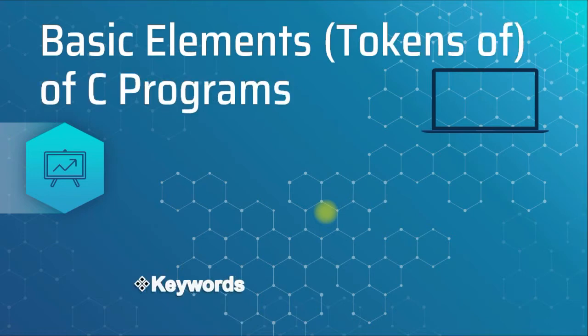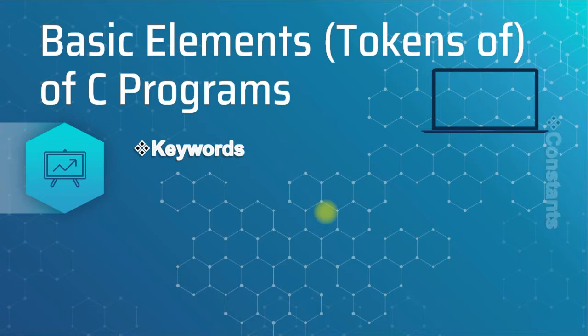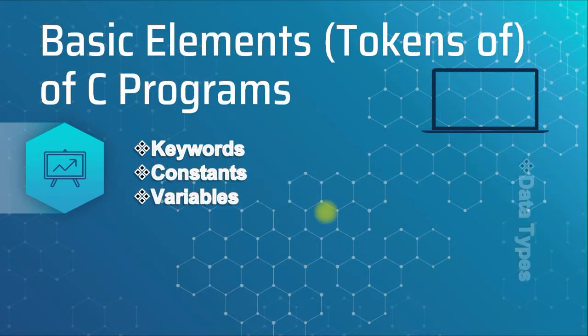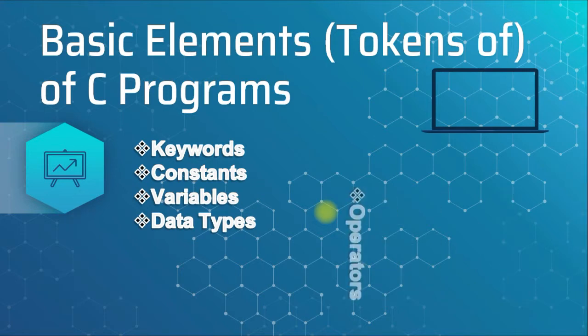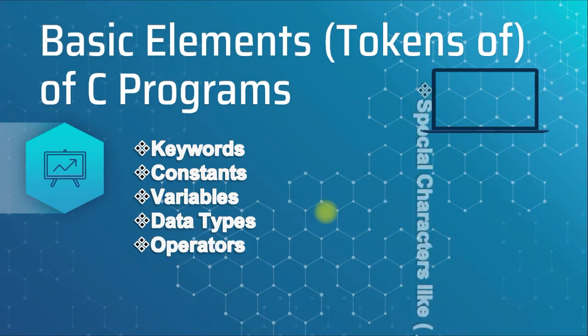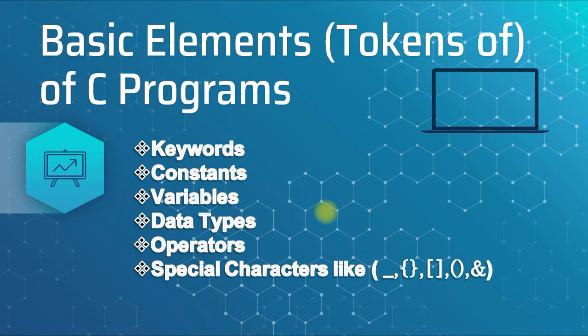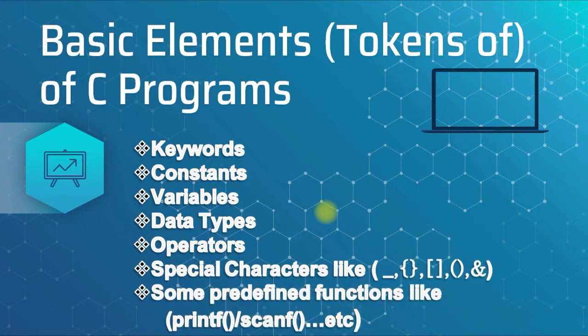Basic elements of C programs. They are keywords, constants, variables, data types, operators, some special characters, or we can say symbols like underscore, curly braces, square bracket, parenthesis, and ampersand symbol, and some predefined functions like printf, scanf, etc. So let's start with the topics one by one.